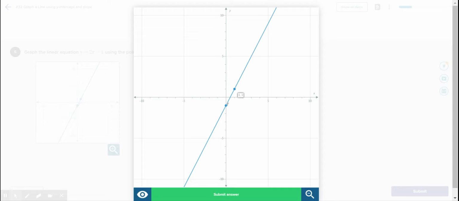Okay? El slope es 2, pero necesita un fraction. En forma de fraction, 2 es 2 sobre 1. Arriba 2, a la derecha 1. Este es el slope de 2. Arriba 2, a la derecha 1, 2 sobre 1 is 2.